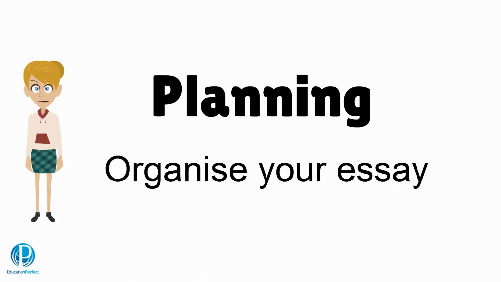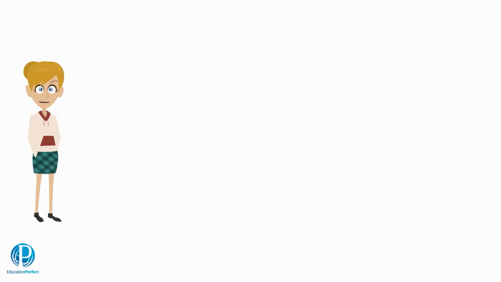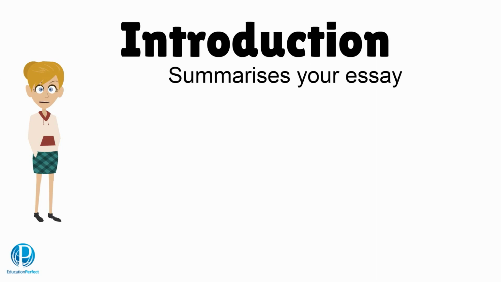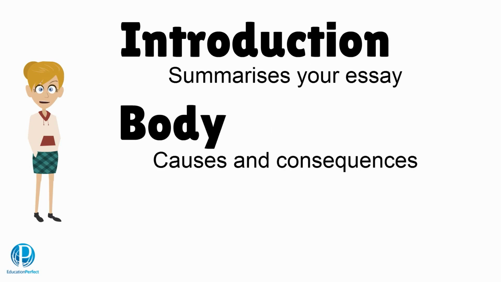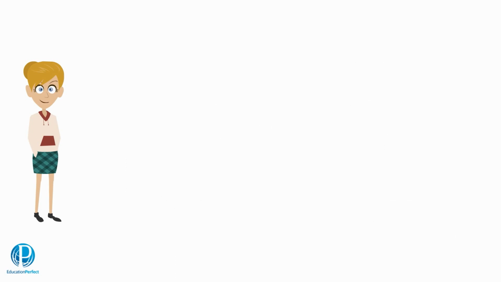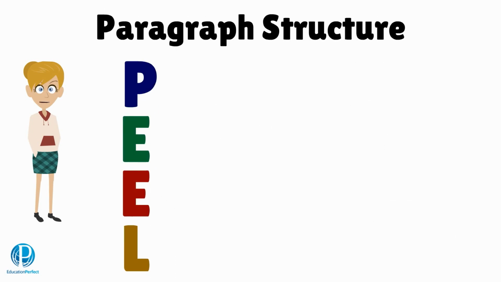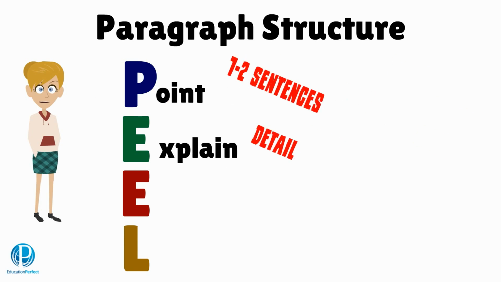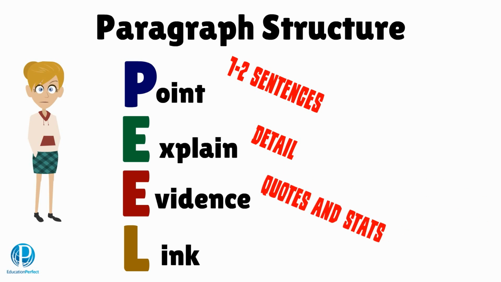So let's summarise how to write an NCEA Level 2 History essay. Step 1. Plan, plan, plan. Planning gives you a chance to organise the causes and consequences you're going to write about. Step 2. Essay structure. Your essay will have an introduction, followed by causes, followed by consequences, and then a conclusion. Remember, we can use the handy PEEL acronym for paragraph structure. Make a point in 1 or 2 sentences, explain your point in detail, use lots of supporting evidence, and then link it back to the question.